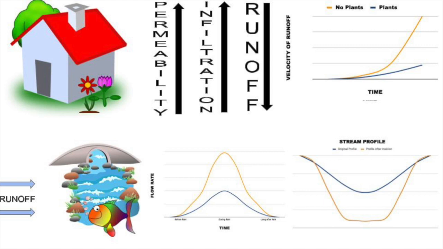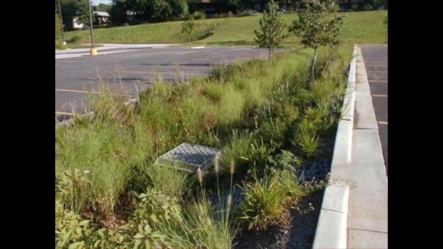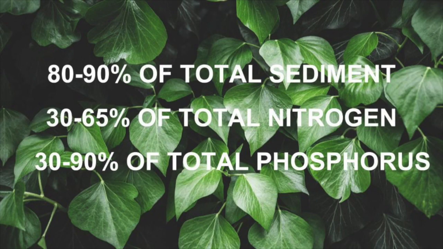In addition, plants will remove pollutants from runoff water, creating a happy and healthy environment for the organisms living in the stream. One way in which engineers try to solve this issue is through the construction of bioretention zones. Bioretention zones mimic the natural environment to remove 80 to 90% of total sediment, 30 to 65% of total nitrogen, and 30 to 90% of total phosphorus from runoff water.